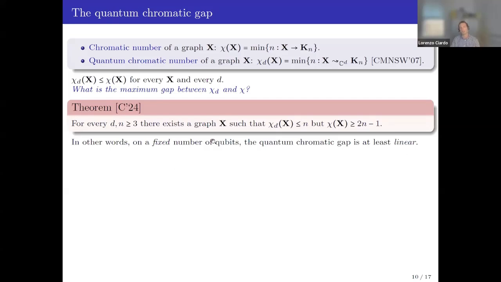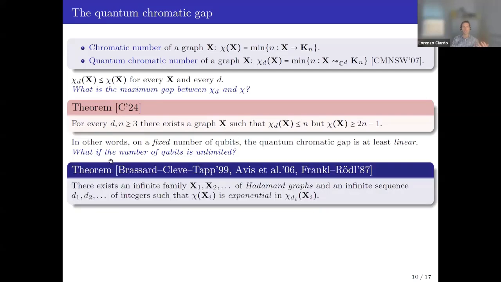If I fix the number of qubits. On the other hand, I can ask what happens if the number of qubits is unlimited, or equivalently, if I can use entanglement over arbitrarily large dimensional Hilbert spaces. So here it is known that there is an exponential gap, right?